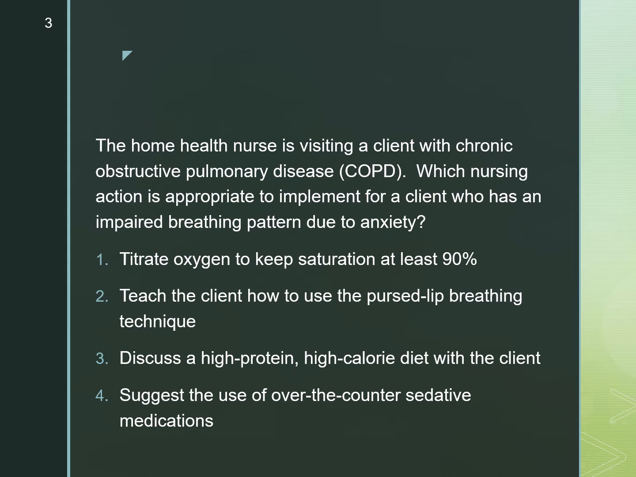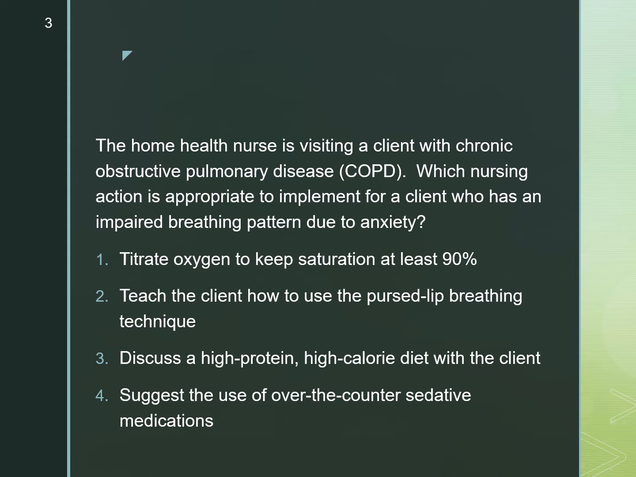Teaching the client how to use the pursed lip breathing. Remember, this is where we have them take the big deep breath in and kind of purse their lips like they're getting ready to kiss someone and blow the air out through that smaller hole. And that does slow breathing down. It also helps expand the alveoli.